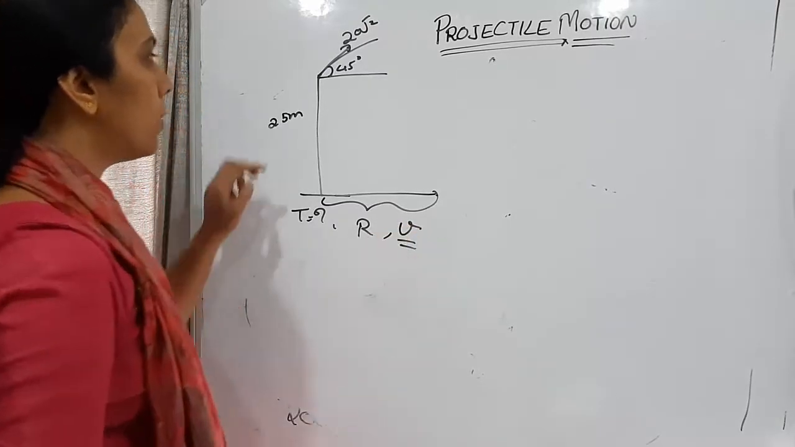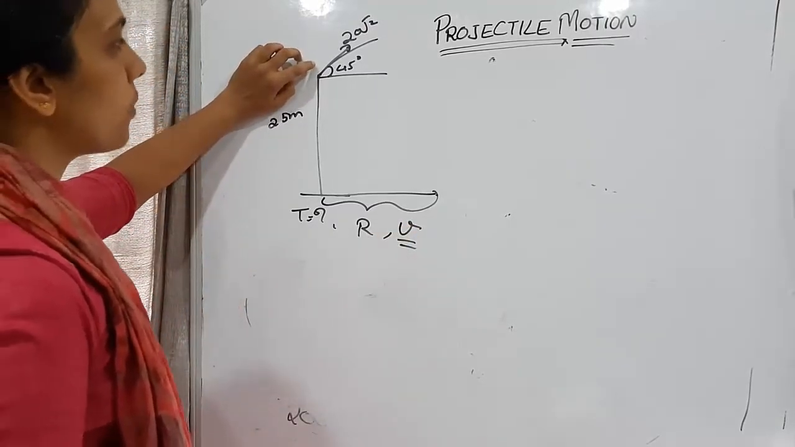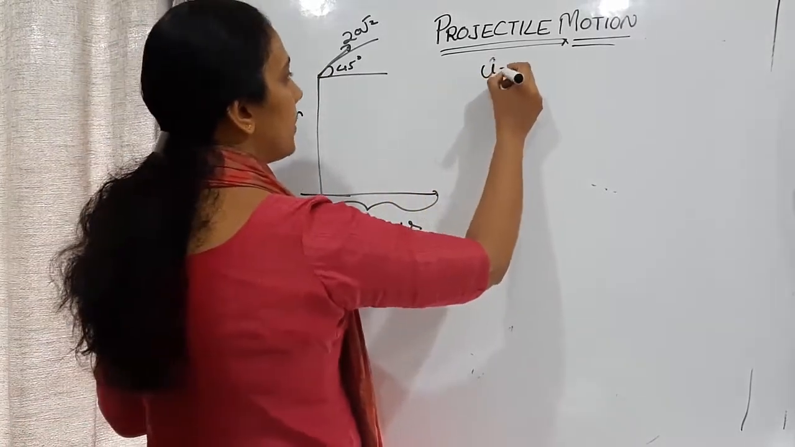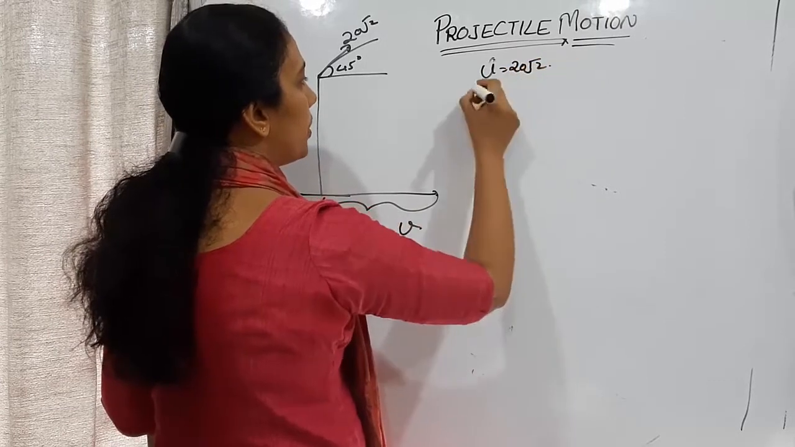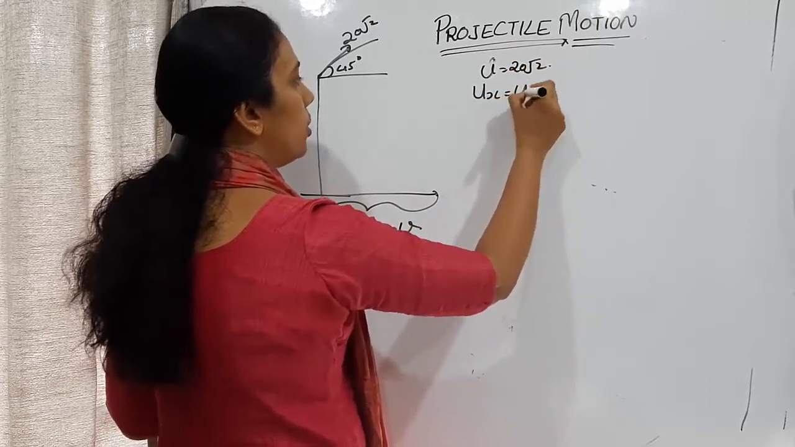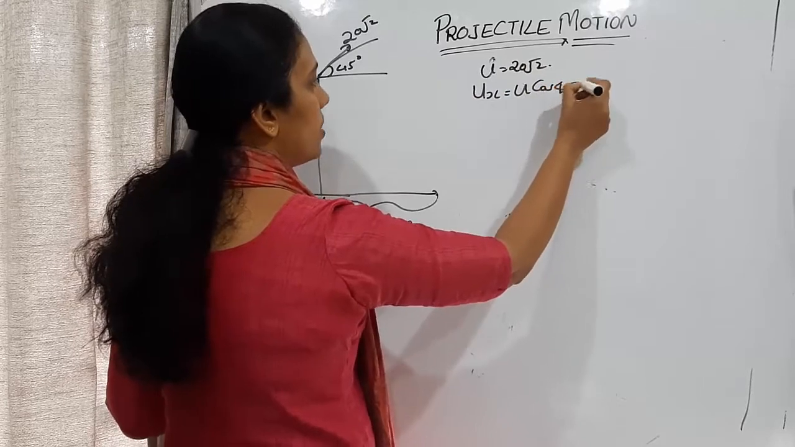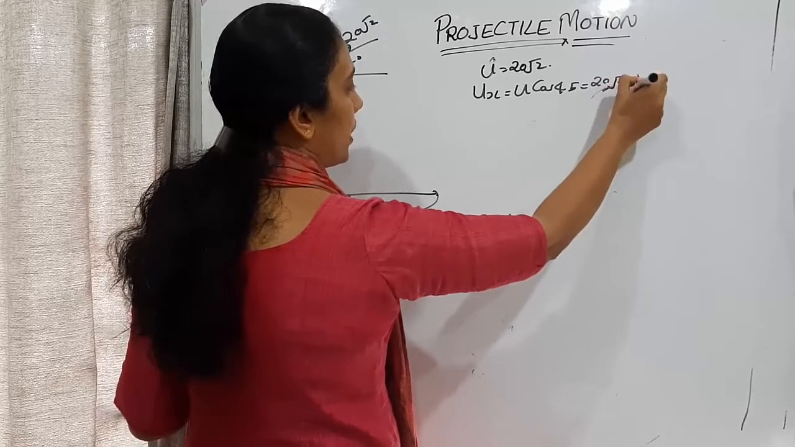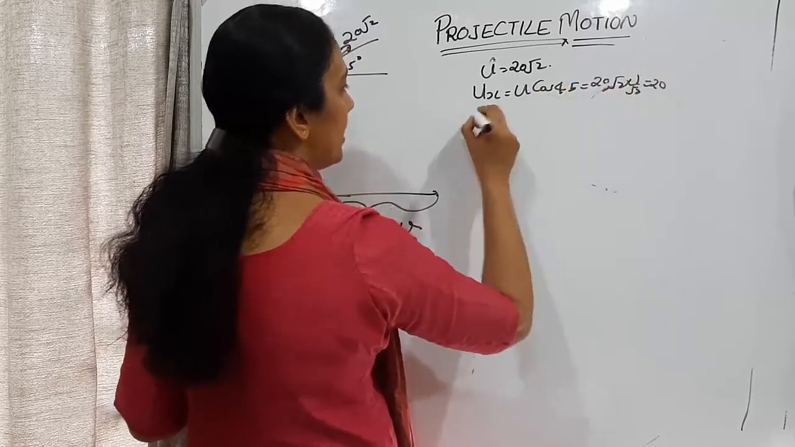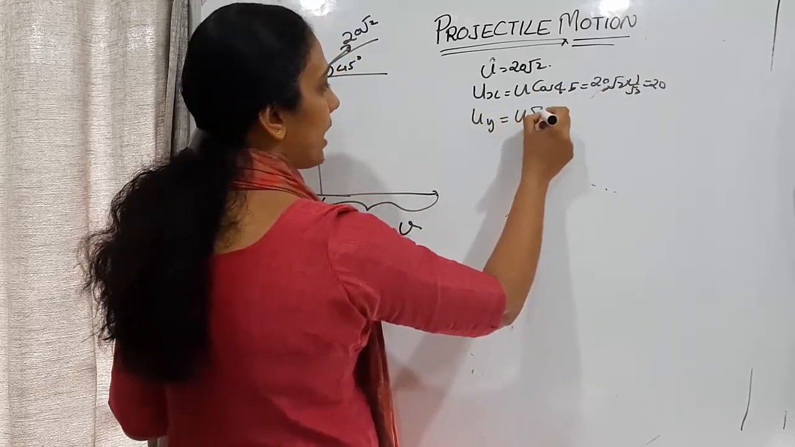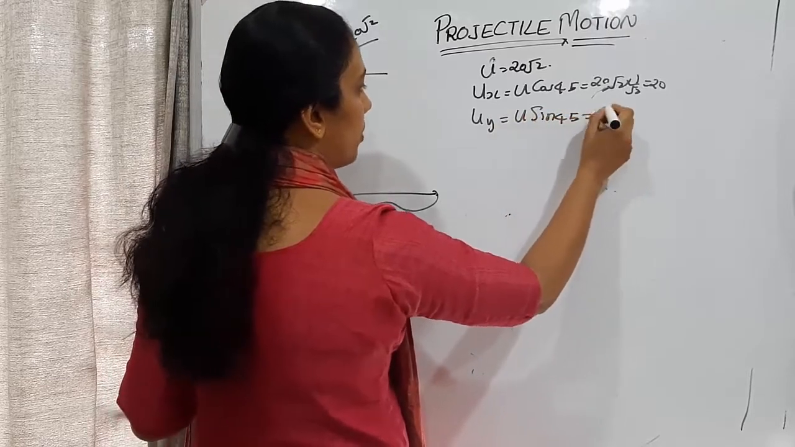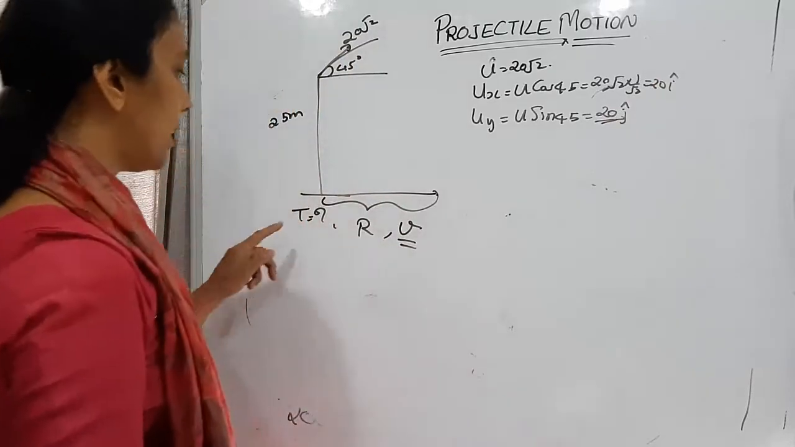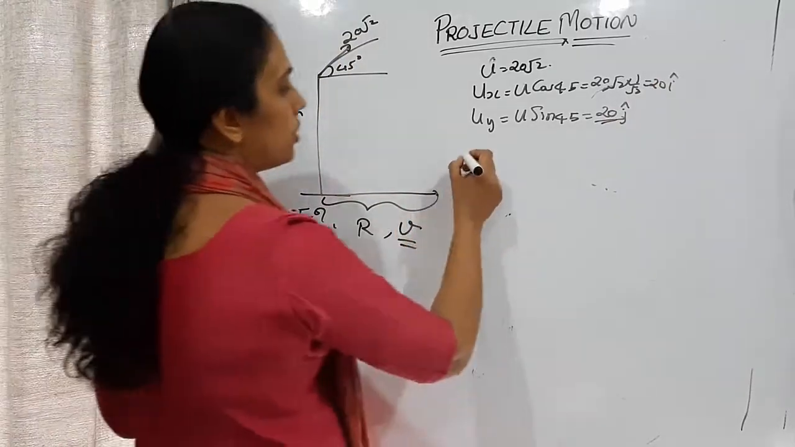How can we find out? Here also we need to consider the two components. The initial velocity is given as 20 root 2, therefore ux will be equal to u cos 45, so 20 root 2 into 1 by root 2, that is equal to 20. We will get uy equals u sin 45, that also we will get the same value. Okay, 20 i cap and 20 j cap. Now we can move to the time, the total time.